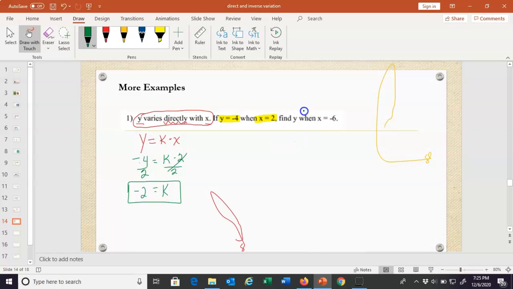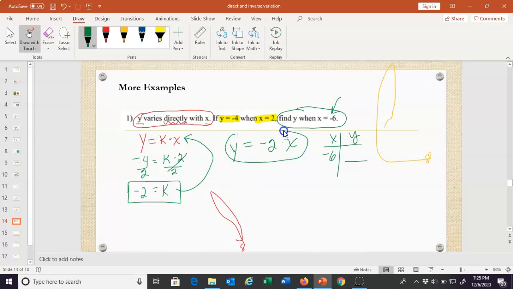We can finish this up because it says find y when x is -6. So we're going to use this k and plug it into the general form to get our general equation. There it is. There's our general equation with our slope, with our k value. Remember, you can use this to find any point on the graph. They just wanted you to find the one when x is -6. So y equals -2 times -6. Y is 12.